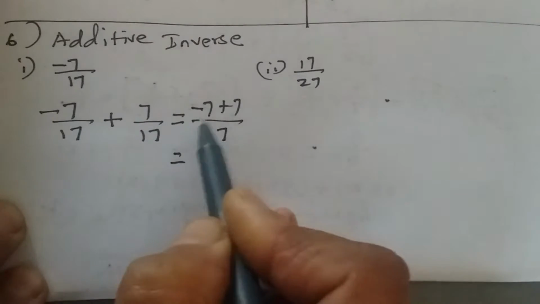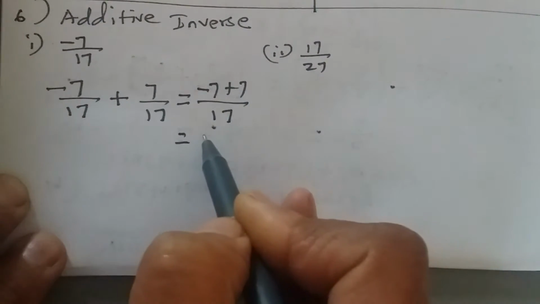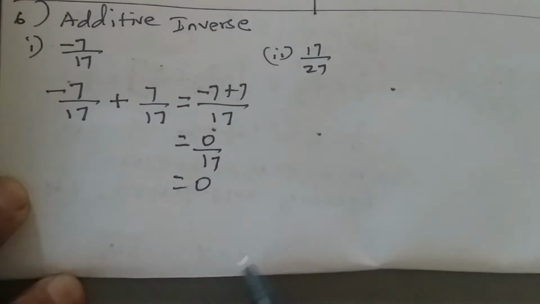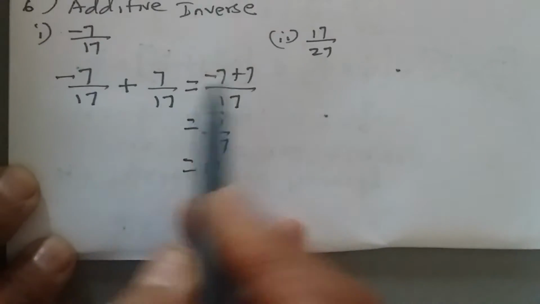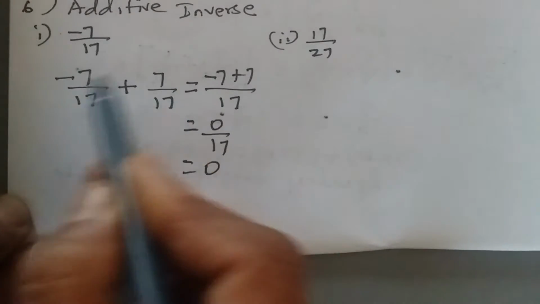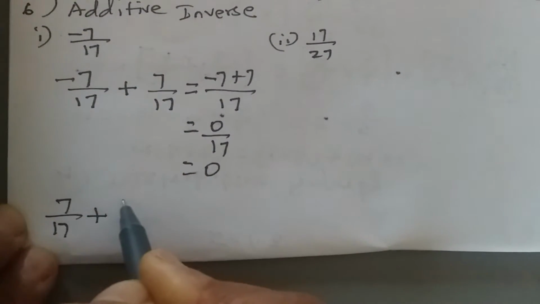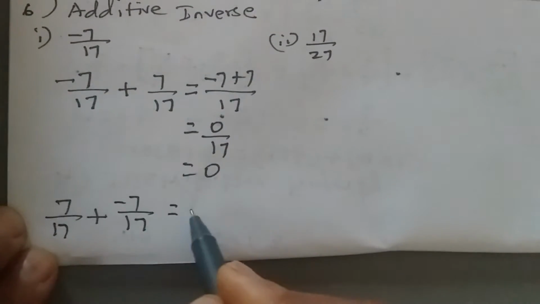Signs are different, so subtract and put the sign of the greater number. 7 minus 7 is 0, and 0 by 17 is 0 itself. So when you add the given number to its additive inverse, your answer is 0. Or you can add the additive inverse to the given number. The additive inverse is 7 by 17 and the given number is minus 7 by 17. However you add, your answer should be 0.